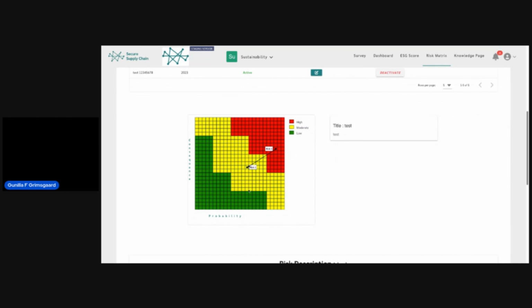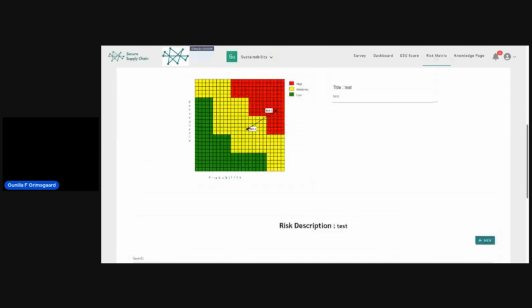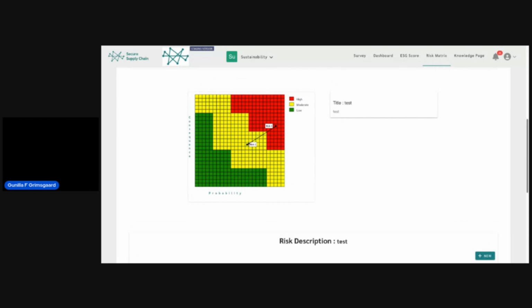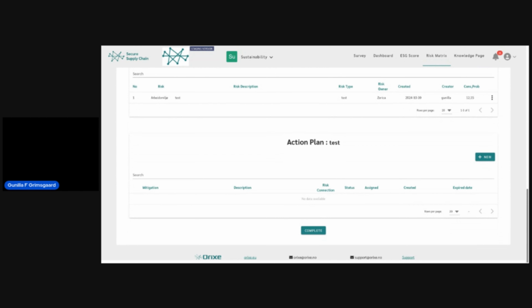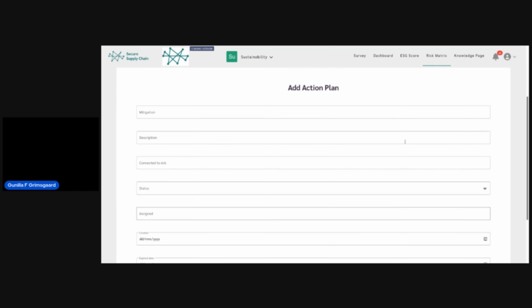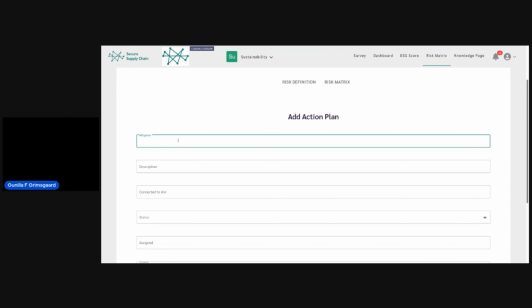So if the consequence is high and we can really reduce the probability, then of course we're going to reduce the risk. Also, if the probability is very high and we can actually reduce the consequence of that event happening, well, then we're also going to reduce the risk. And about risk reducing, once we have an overview of the risk matrix, it's also going to be very interesting to put up some action plan, how to mitigate the risks. This can be done in this action plan. So we create, here you can put up what the mitigations are about.